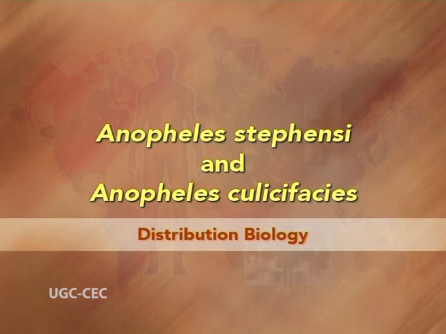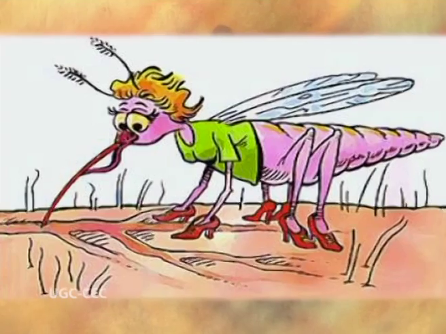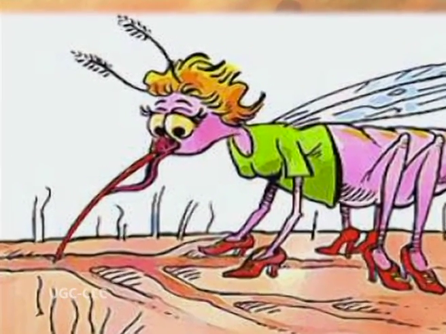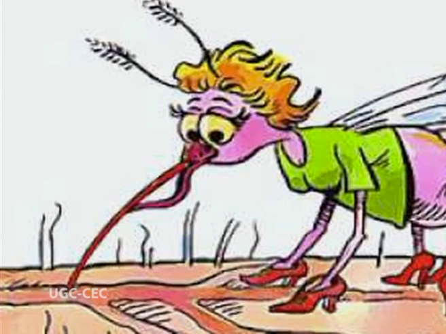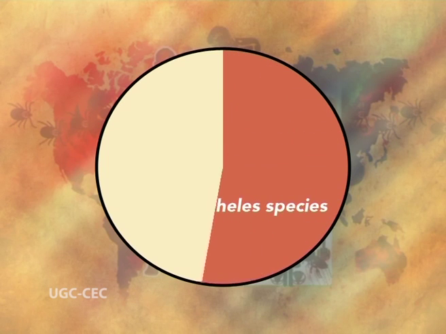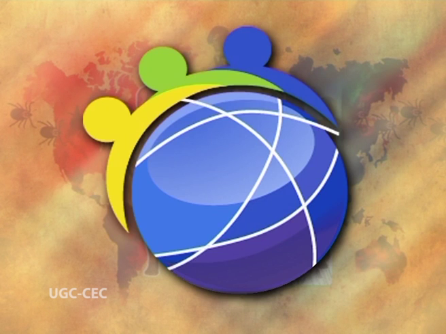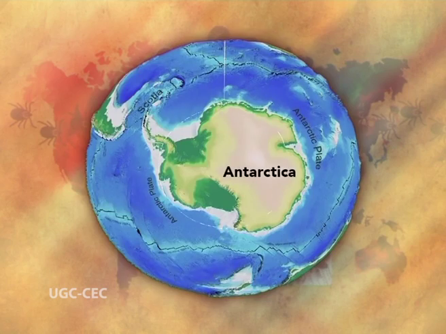Distribution biology. There are approximately 3,500 species of mosquitoes grouped into 41 genera. Human malaria is transmitted only by females of the genus Anopheles. Of the approximately 430 Anopheles species, only 30 to 40 transmit malaria, that is, are vectors in nature. Anopheles is found worldwide except Antarctica.